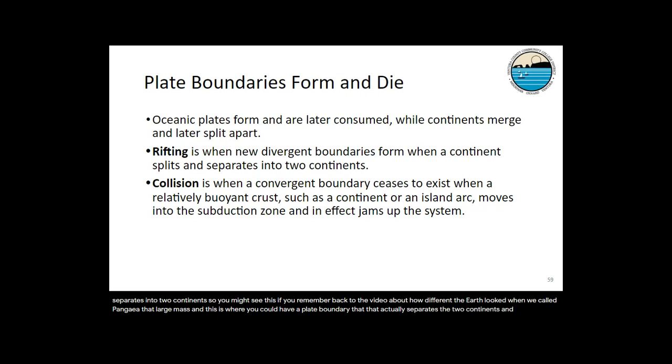And a collision is where a convergent boundary ceases to exist when buoyant crust, such as an island arc, moves into the subduction zone and in effect jams up the system. This is where we get large mountains. So these are the 2 places where boundaries merge and drift apart. They're called rifting and collision.